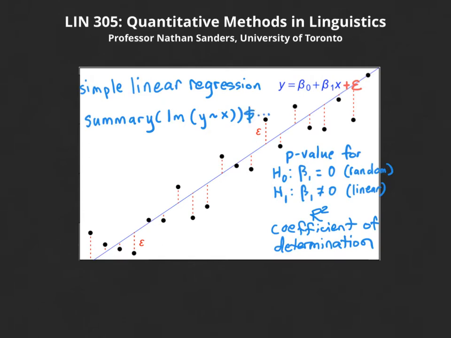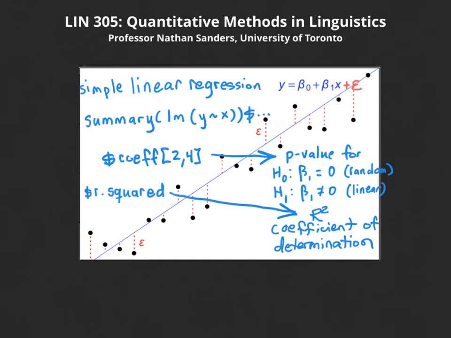For the p-value, we have to use the unfortunate $coefficients bracket 2, 4, or shortened coef bracket 2, 4. And to get the r squared coefficient of determination, we use $r.squared.